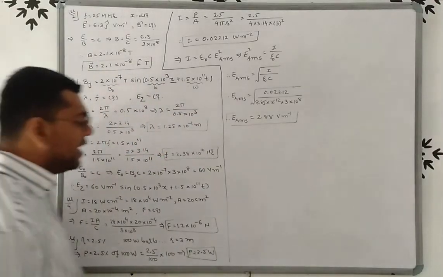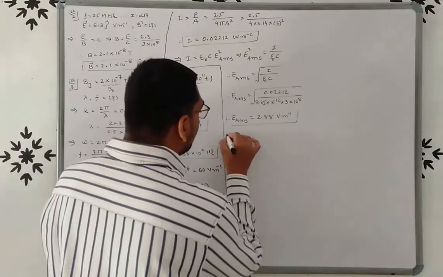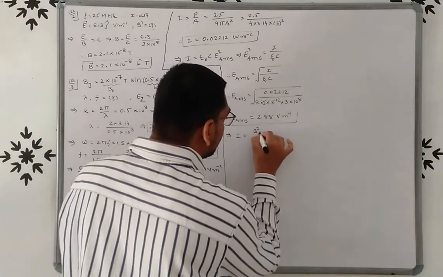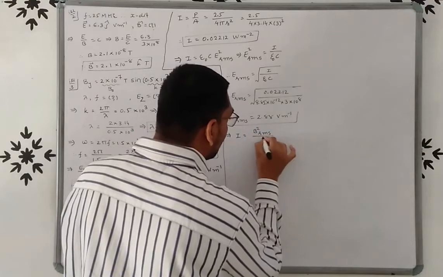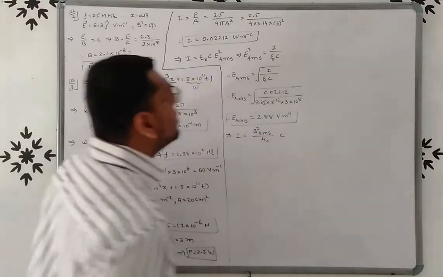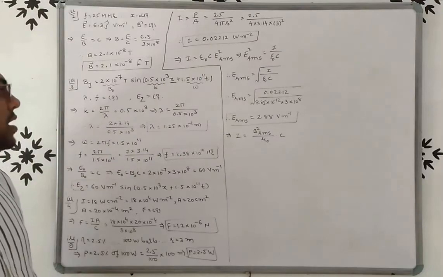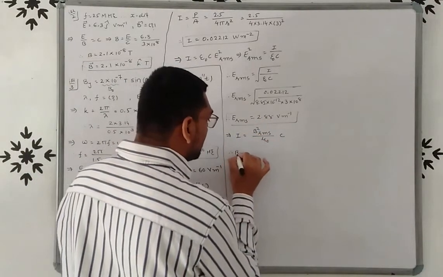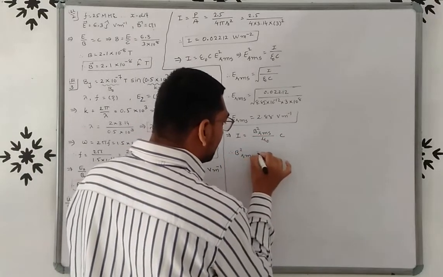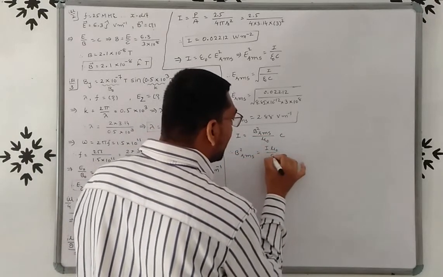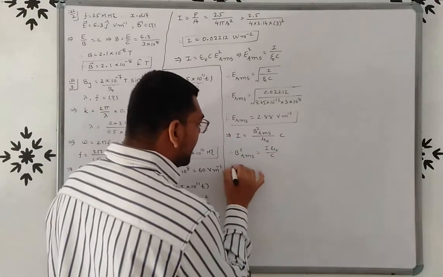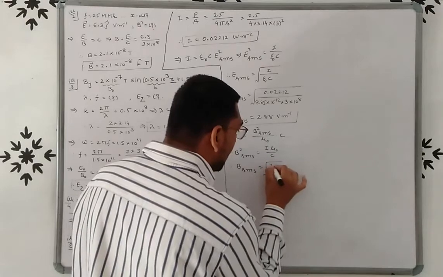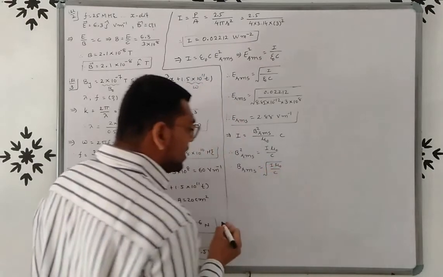Now we have to find out the magnetic field. For that, the intensity in terms of magnetic field is I equal to B square RMS upon mu 0 into c. To find the magnetic field, we have to formulate B square RMS. So B square RMS is equal to I into mu 0 by c. By taking the square root of this, B RMS is equal to the square root of I mu 0 by c.